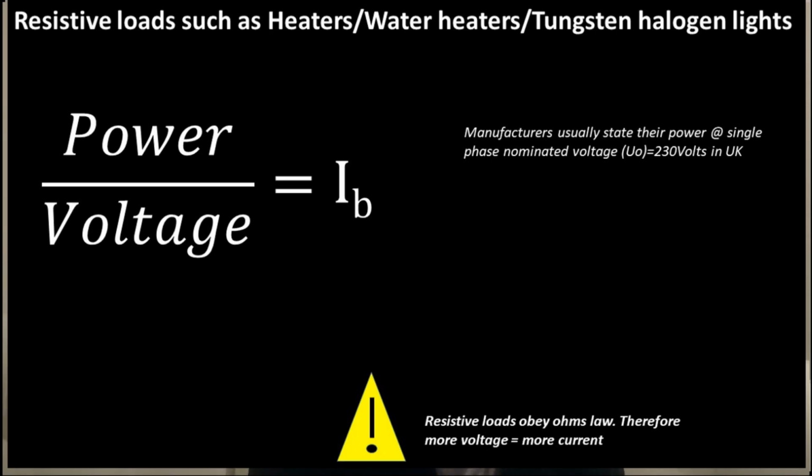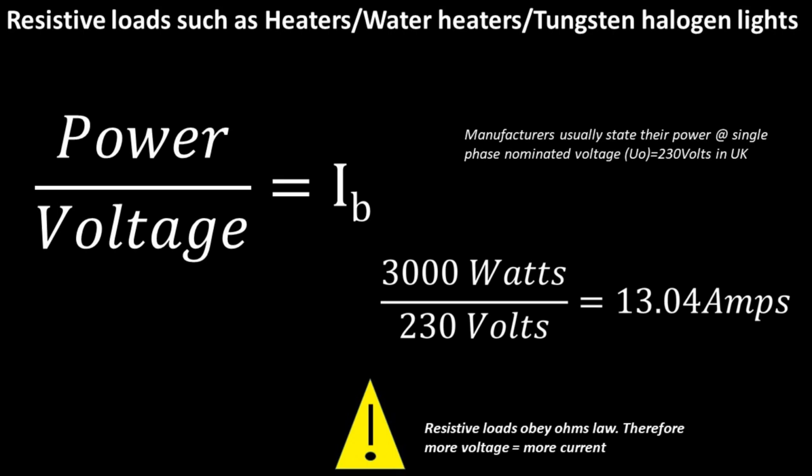First up is resistive loads. This is pretty straightforward. It's what you'd recognize from the power equation. The manufacturer will give you a data plate, and on that data plate there'll be a wattage and a voltage. You simply take the wattage divided by the voltage and get your design current. So if we had a water heater, maybe an immersion heater, stated at 3000 watts at 230 volts, we say 3000 watts divided by 230 volts gives you 13.04 amps of design current. That's the current we would use to start designing our cable.